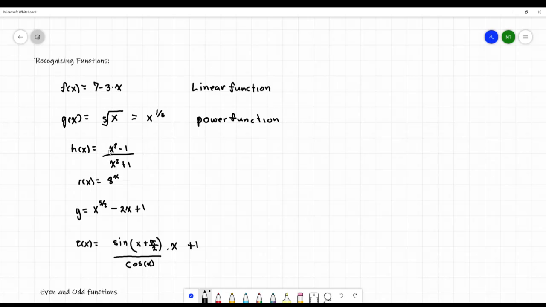So here we have a polynomial and we have a polynomial at the bottom. So the division of a polynomial is just a rational function. Here we have 8 to the power of x. Whenever we have a constant to the power of x, this is an exponential function.